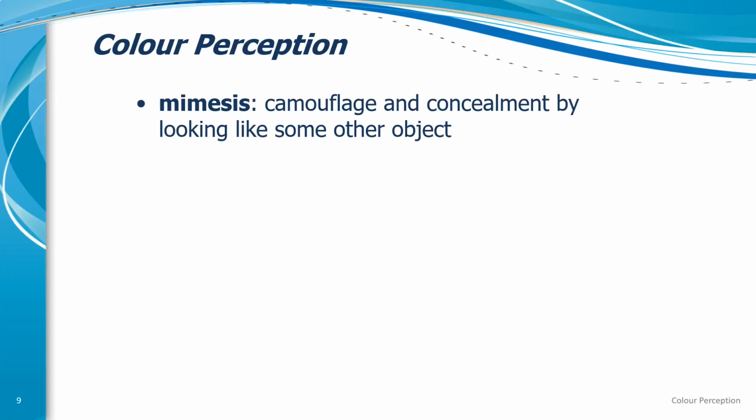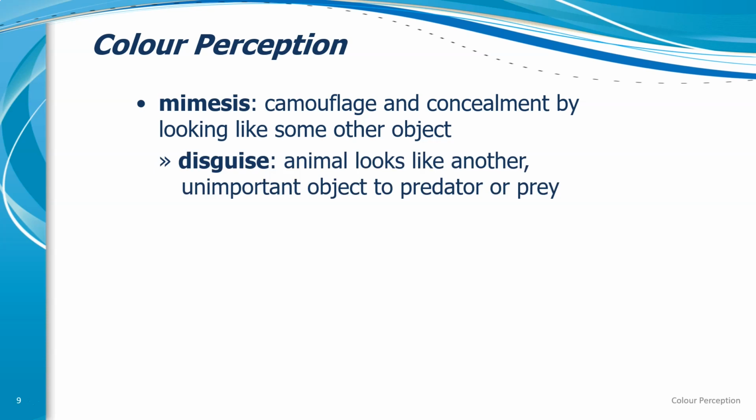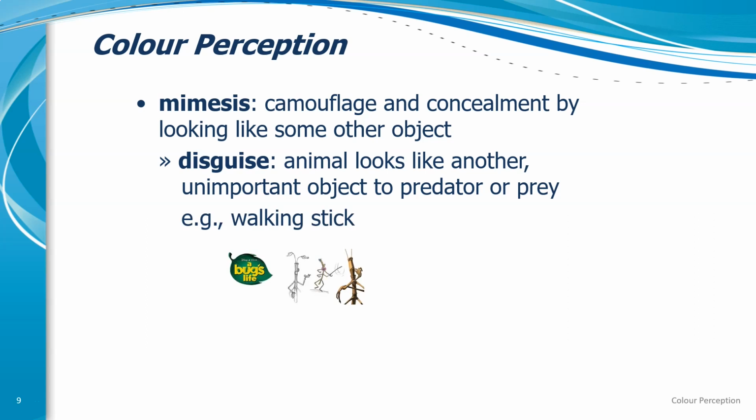All right, next we have mimesis. In this case, an animal is either camouflaged or concealed because it looks like some other object. And this one gets broken down into disguise. So an animal protects itself by looking like another unimportant, maybe non-edible thing to a predator or to prey as well. A good example is a walking stick, like in A Bug's Life.